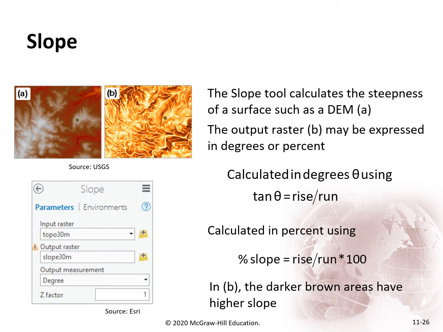So let's look at slope. Slope calculates the steepness of a DEM. You have two options, degrees or percent. If you're in degrees, it's just the tangent of rise over run. If you want to calculate in percent, it's percent slope. It's just rise over run times 100. Not super complicated.